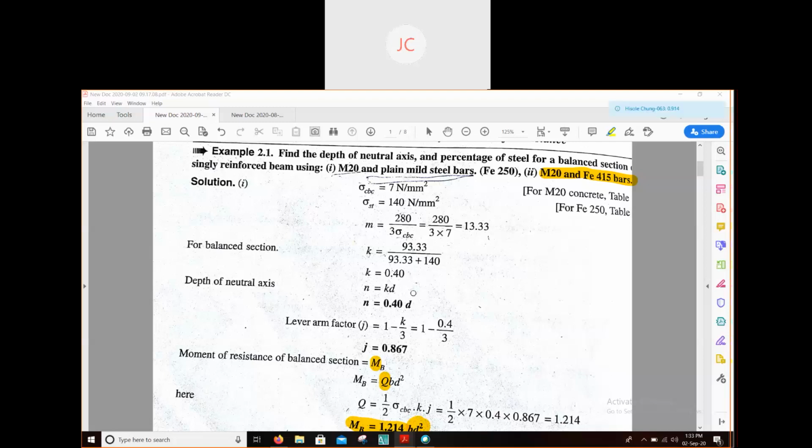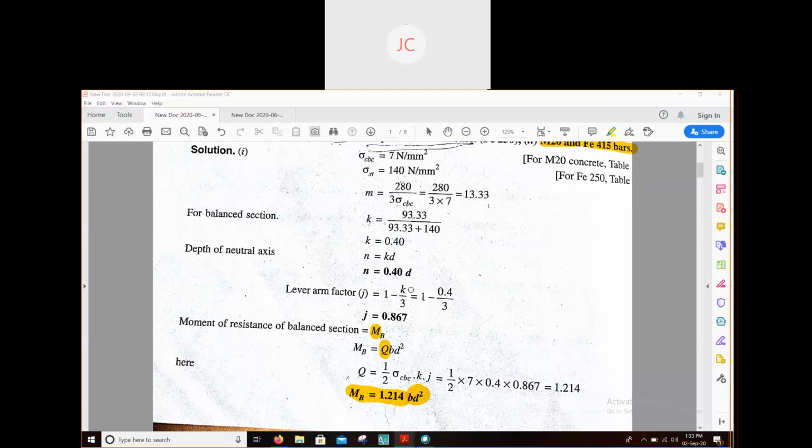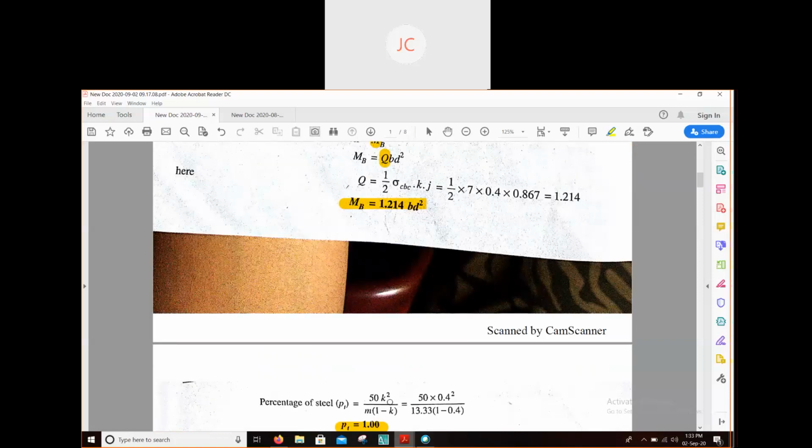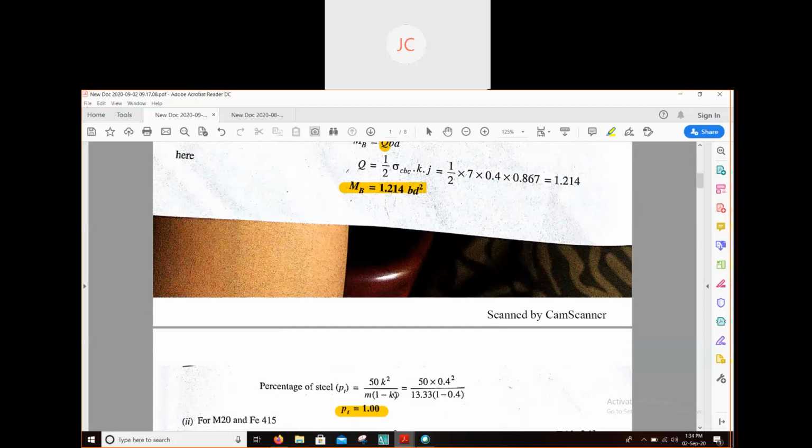Will it be something else? Only the value, or do you have something else with the value? Moment of resistance will be 0.91 b d square. b d square will be there, just like this in this case. It will be 0.9135 or 0.91 b d square.